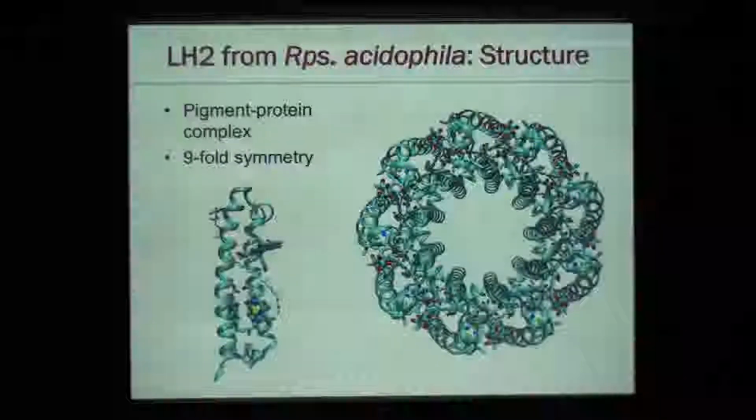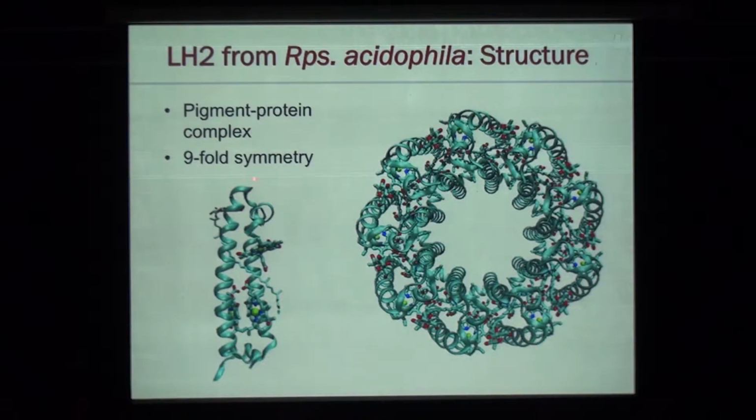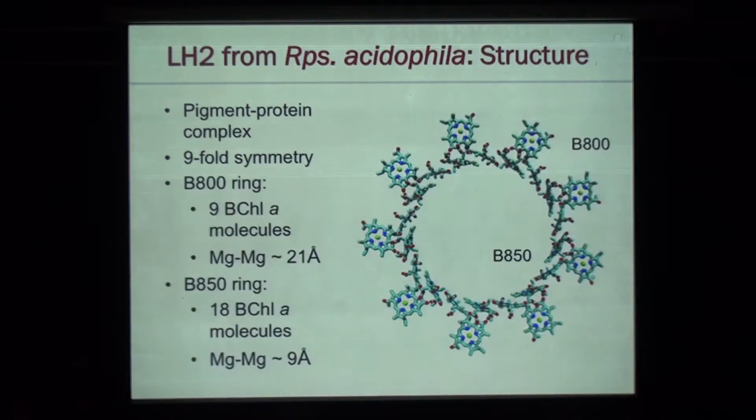This is a real structure of this LH2. It has a 9-fold symmetry. Each individual component is like this. Okay? And each one contains 3 bacterial chlorophylls. If you look at the arrangement of bacterial chlorophylls, there are two rings here. The outer ring is B800, the inner ring is B850.